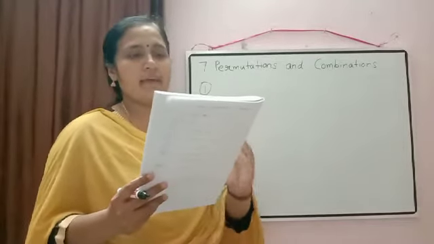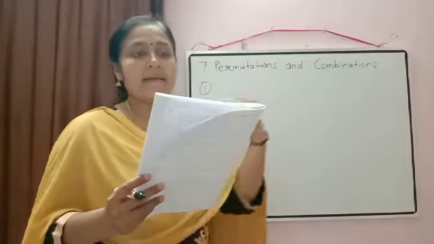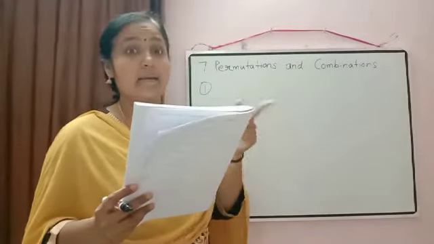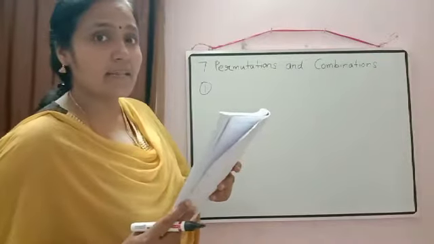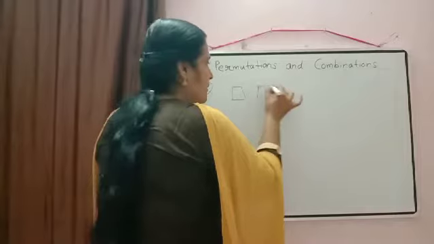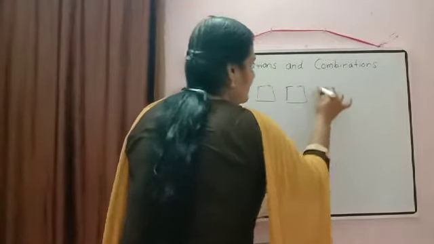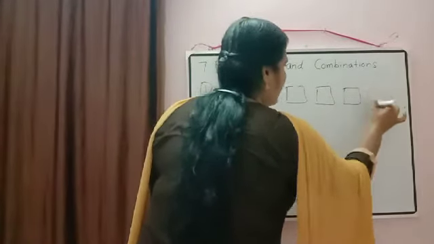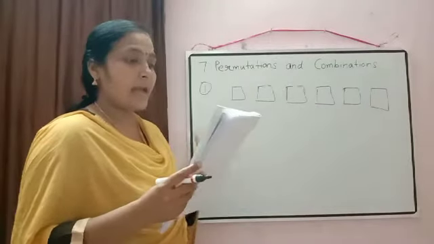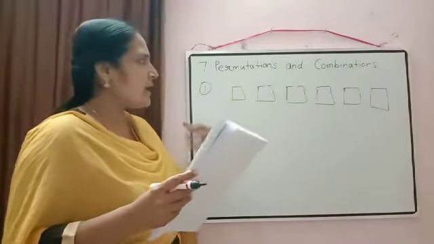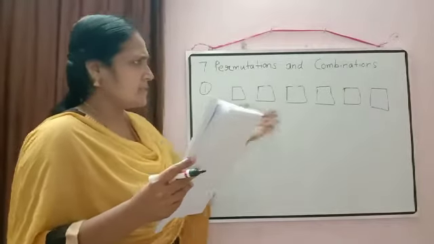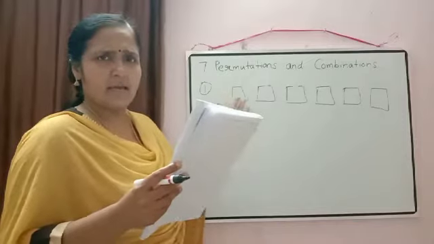In how many ways can a man enter the room through one door and come out through a different door? How many doors are there? 6 doors are available here. So 1, 2, 3, 4, 5, 6. 6 doors are available. Now a man has to enter. So he can enter. How many options are available with the man? 6. In any one he can go there.